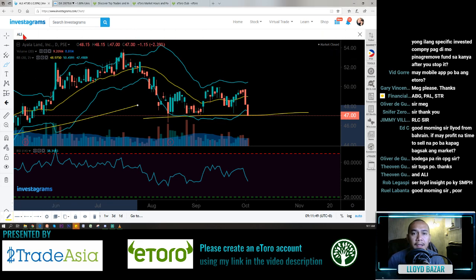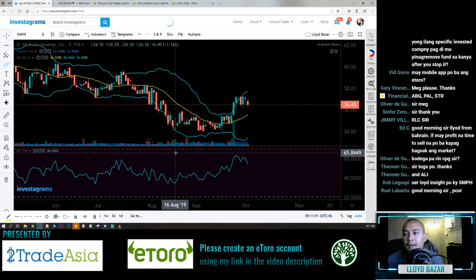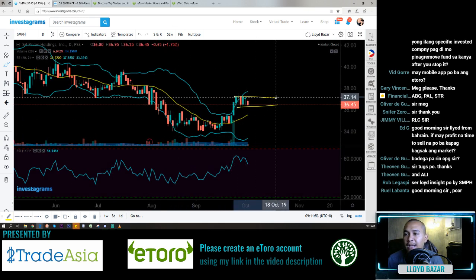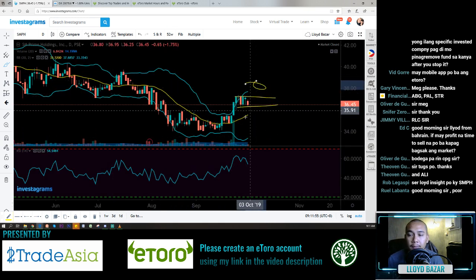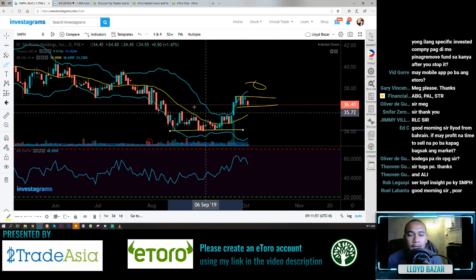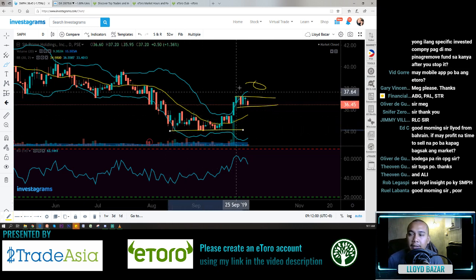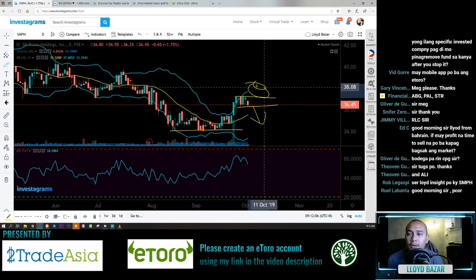SMPH, inside ka SMPH. This is a flag pattern. Wait for the breakout kung gusto nyo po pumasok. Recommended SMPH here. It did materialize naman. But right now, we're seeing resistances. And with the market right now dropping, I think this is gonna drop. So if I'm wrong, magbe-breakout po yan. Breakout is the next entry.